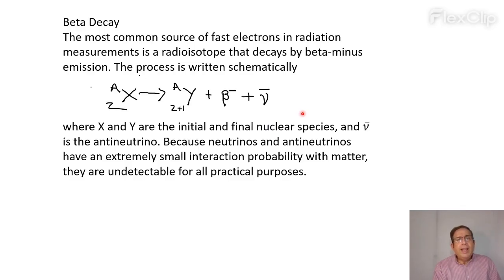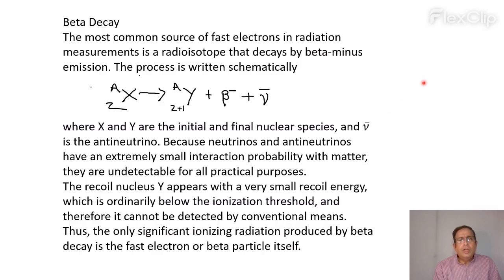Now X and Y are said to be the initial and the final nucleus species. Antineutrino is represented by this nu bar, and since antineutrinos or neutrinos do not interact appreciably with matter, they are undetected for practical purposes. So the total energy is shared by the antineutrino, beta particle and the recoiling nucleus.